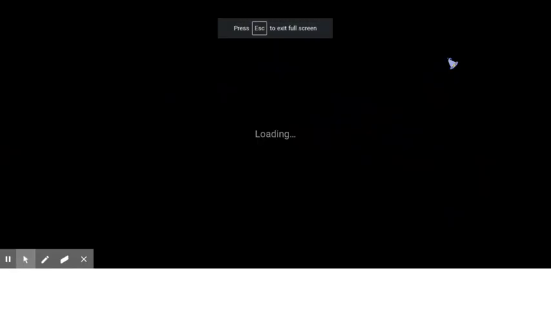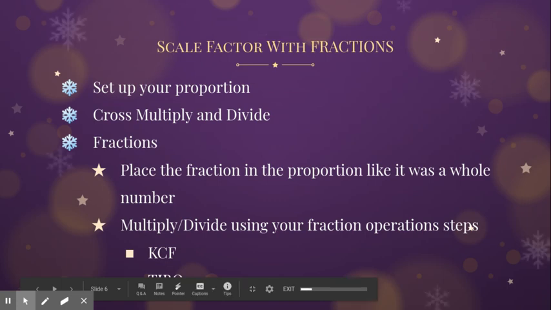Okay, guys, so we're still going to continue with scale factor today. With scale factor, we're still going to do the same exact thing. This time we're going to add fractions into it. I know you guys dread those fractions, but you're always going to see a fraction, so you need to make sure you know how to deal with fractions, okay?